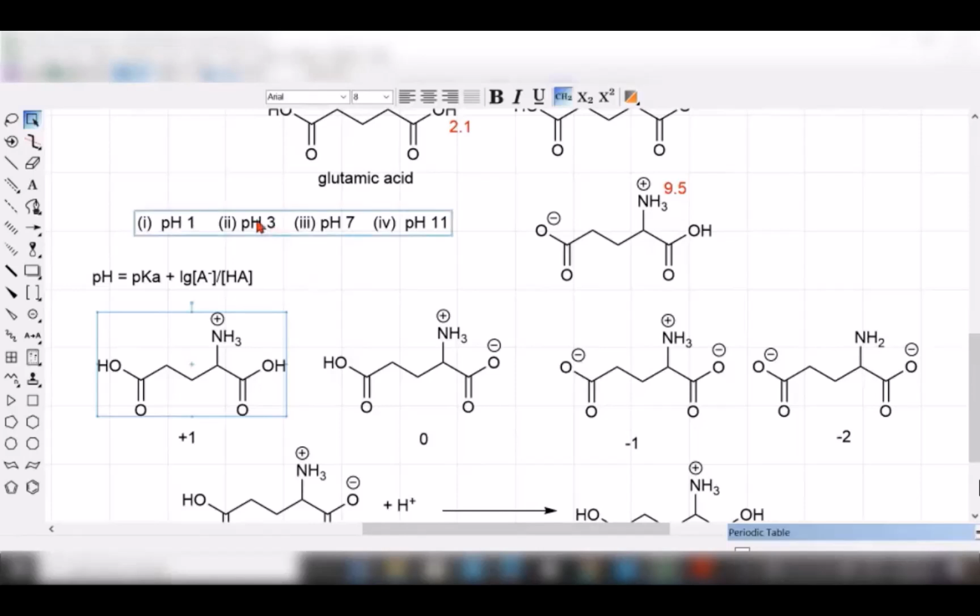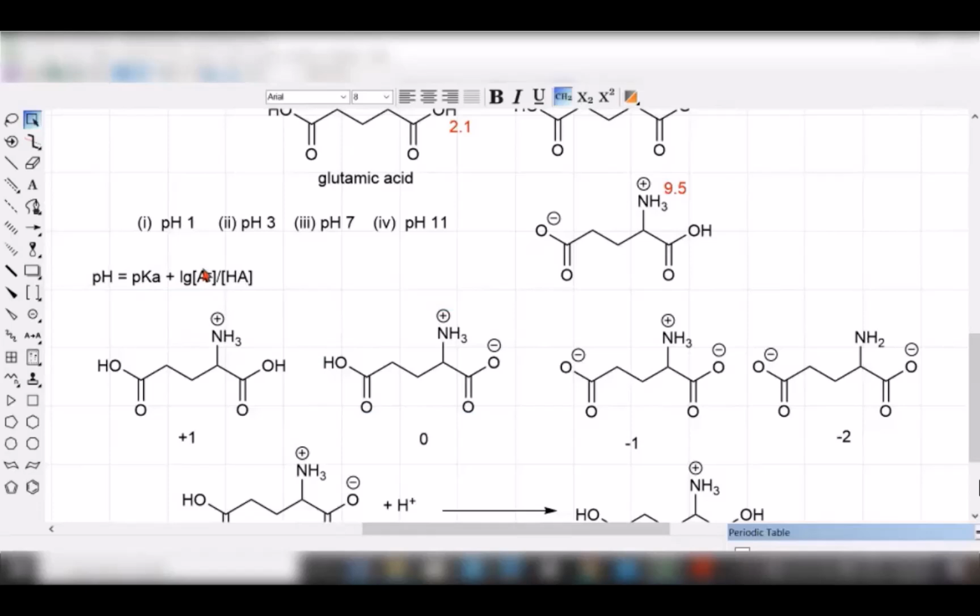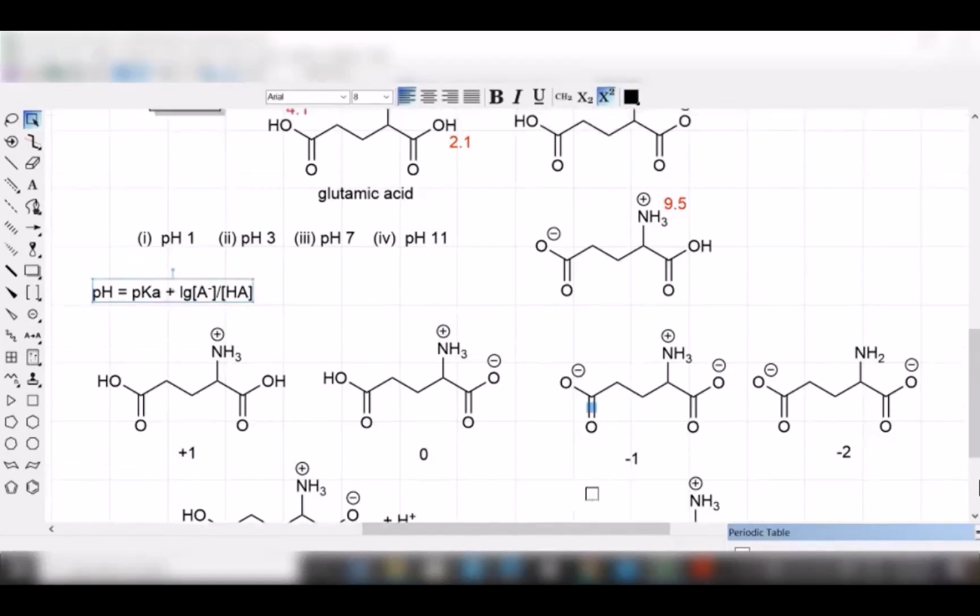Then at pH 3, you realize that you get more of the conjugate base. Because if the pKa is 2.1 and pH is 3, you will get 10 to the power of 0.3, which is a number greater than 1. And if it's a number greater than 1, that means the A minus has a greater number as compared to the HA. So I think you can leverage on this equation. But as I mentioned, you don't really need to go into that kind of detail because you can simply just look at the numbers. Okay, with this, I'm done.